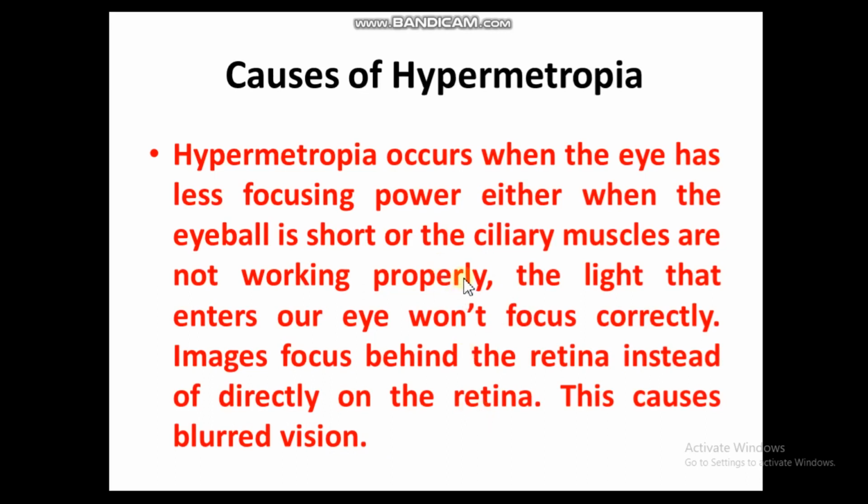So because of these two reasons, either the eyeball is too short or the ciliary muscles are not working properly, the eye lens has less focusing power, and it will not be able to focus correctly on the retina, and images are formed behind the retina, and this also causes blurred vision. So how can it be corrected?